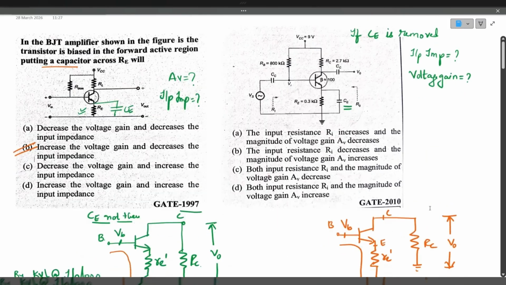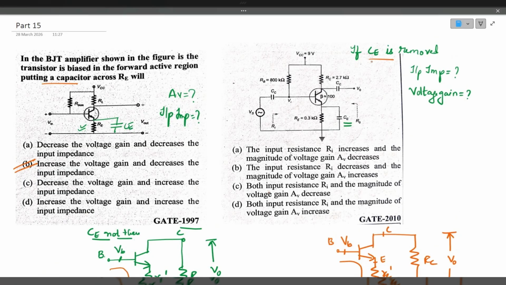Answer is option B. For the second question, if CE is removed, input impedance increases and voltage gain decreases. Answer is option J. Okay.